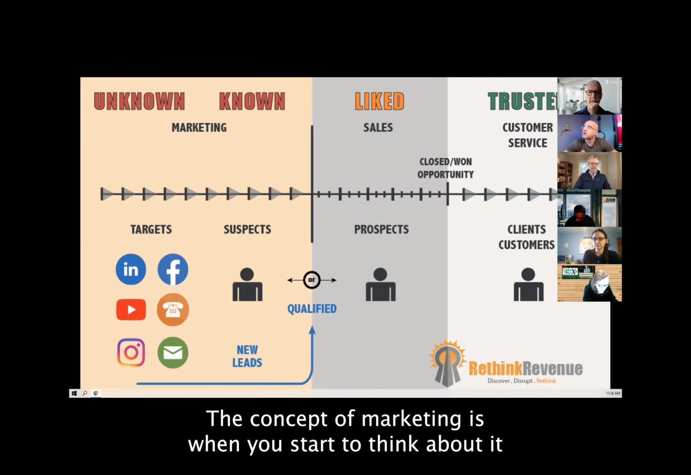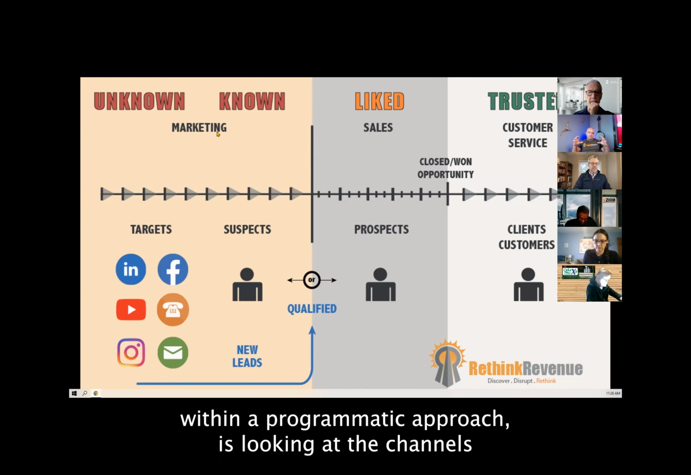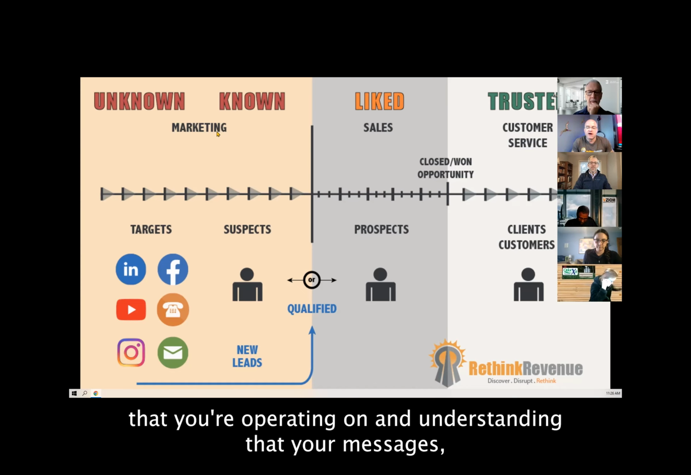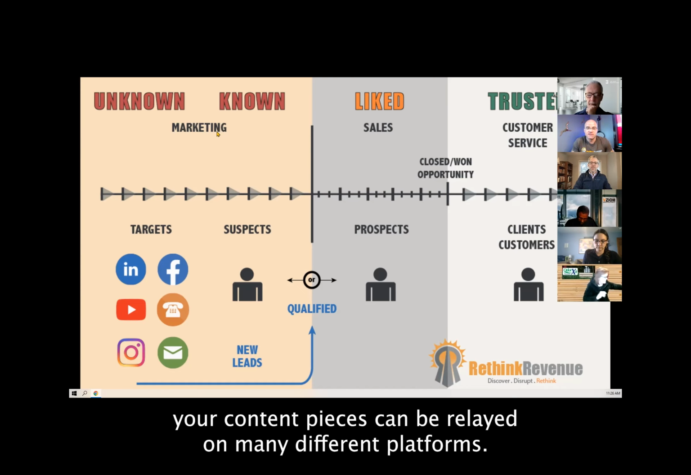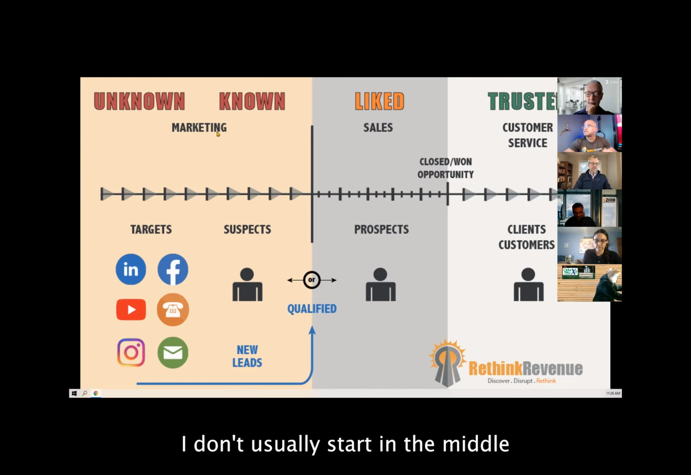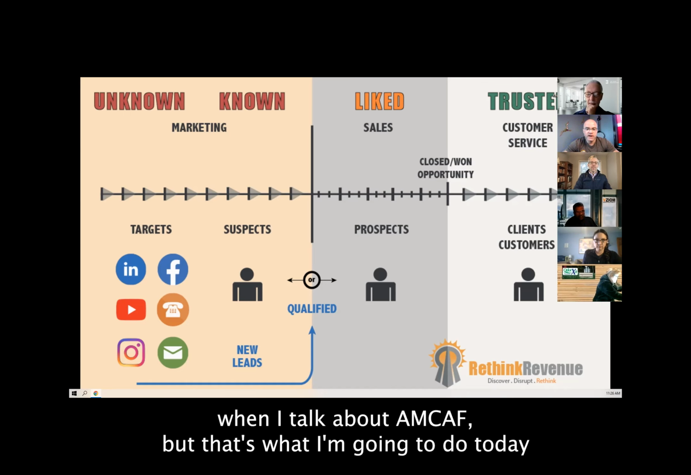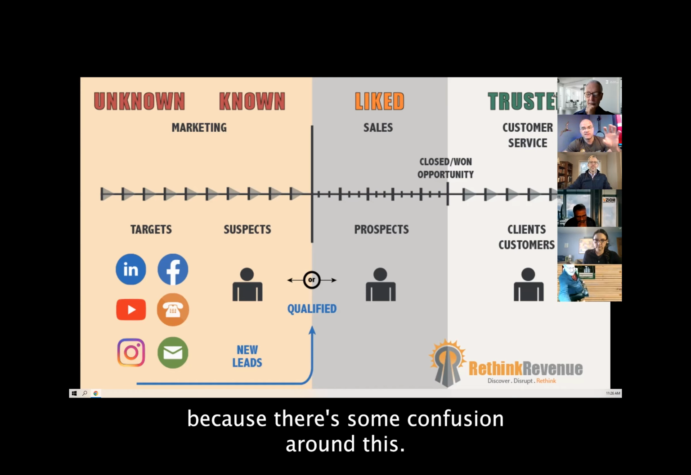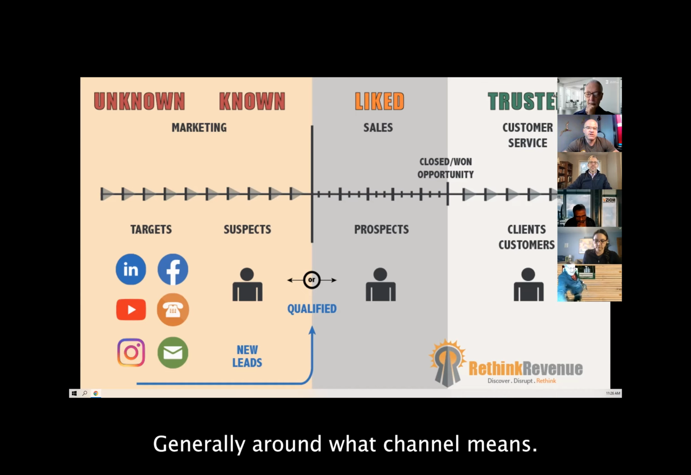The concept of marketing, when you start to think about it within a programmatic approach, is looking at the channels that you're operating on and understanding that your messages, your content pieces can be relayed on many different platforms. I don't usually start in the middle when I talk about AMCAF, but that's what I'm going to do today because there's some confusion generally around what channel means, okay?